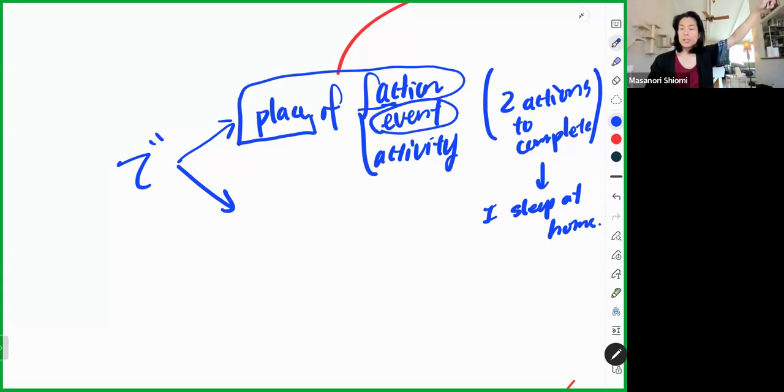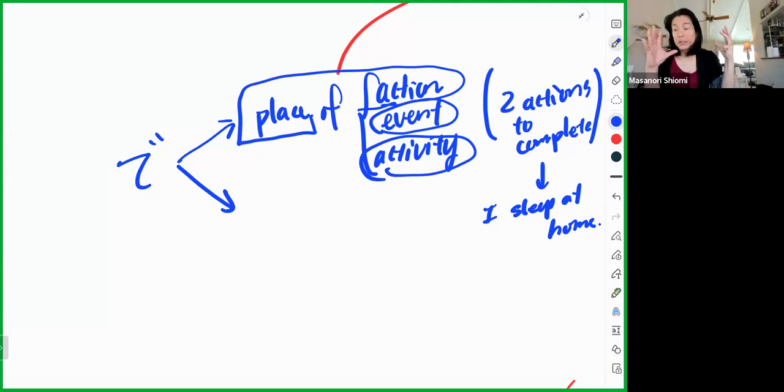For example, hey, there's a concert at my school. 学校でコンサートがあります。Activity, for example, like, oh, I have an exam at my house. My house is where the event or activity of the exam is happening. So again, two actions, right? This is when we put で after the place.